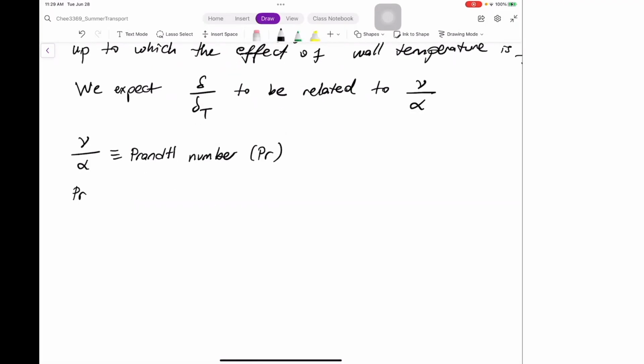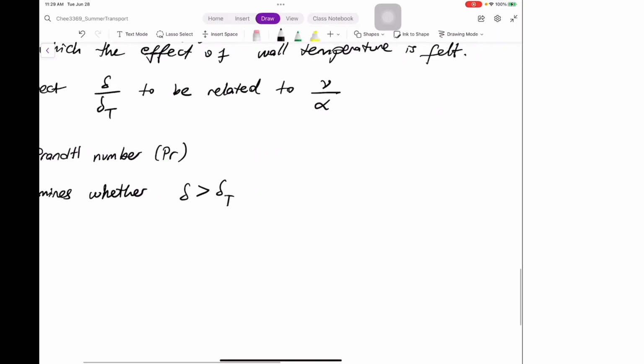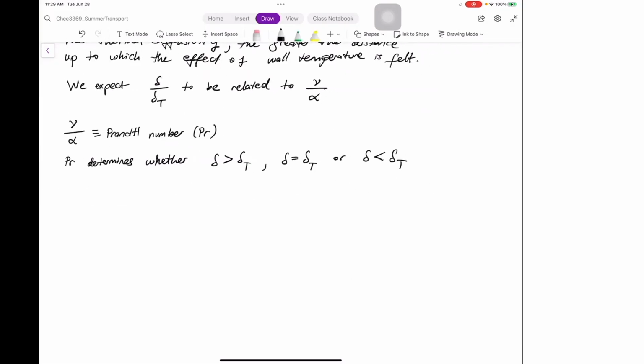So the Prandtl number determines whether delta is larger than delta t, delta is equal to delta t, or delta is less than delta t. It may determine that.